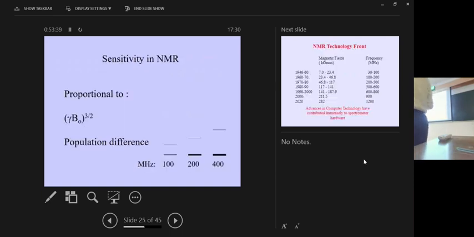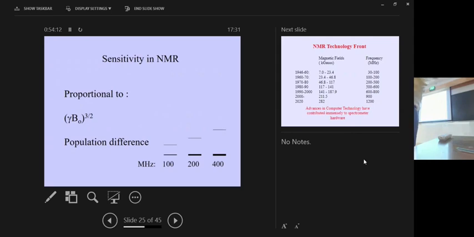Now the sensitivity in NMR is proportional to the strength of the magnetic field. You see the population here, depending upon the field, as I said, at 100 megahertz the energy separation is this much, at 200 is this much, at 400 is this much. Accordingly, the population differences also will be different, and depending upon that, your sensitivity will be different. If the population difference is more, there will be more spins absorbing energy, therefore the signal will be higher. So you need to have more separation.